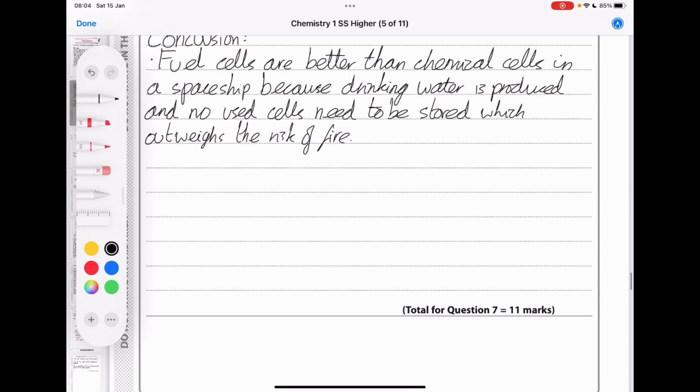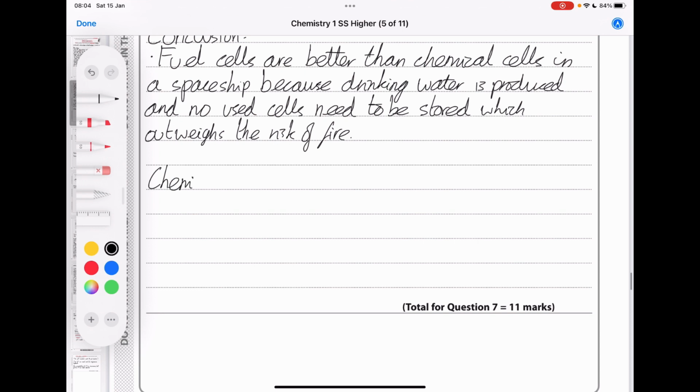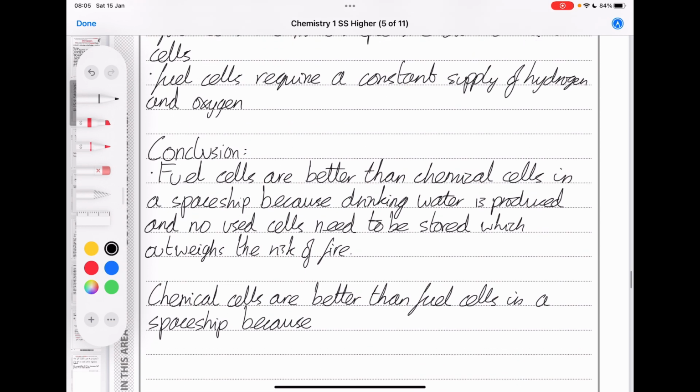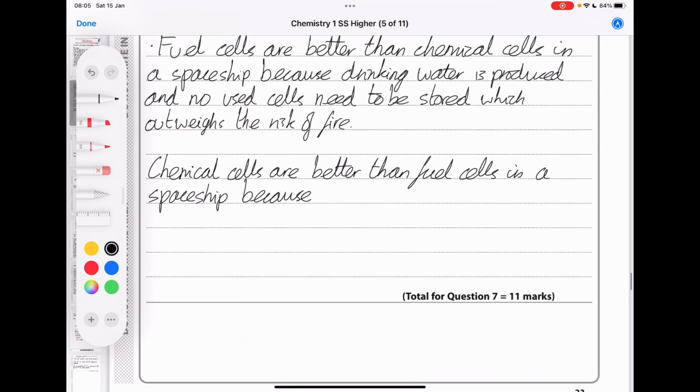Or, we could go the other way, we could have said chemical cells are better than fuel cells in a spaceship because, and going back up here, hydrogen is flammable and a fuel cell could set the ship on fire.